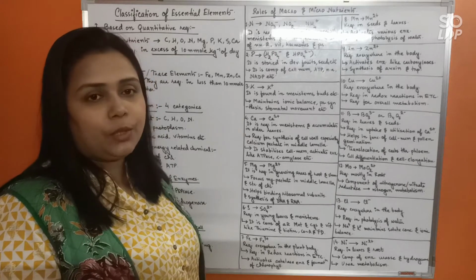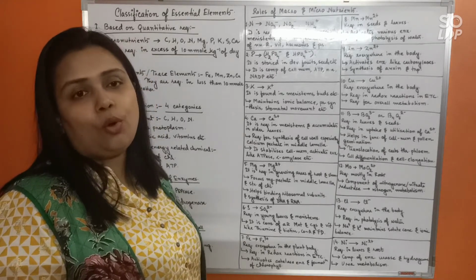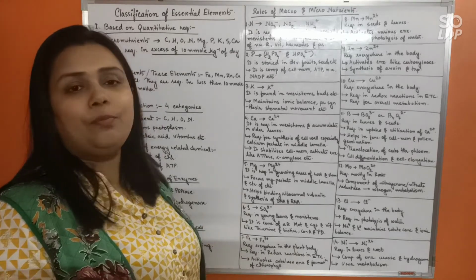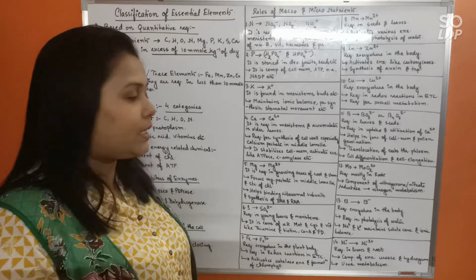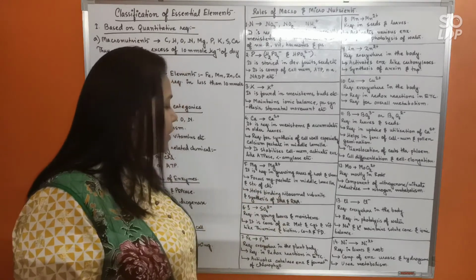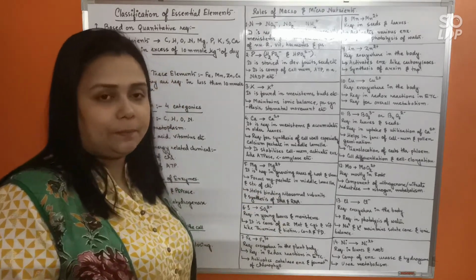That I have already told you. Magnesium forms the core of the chlorophyll structure. Also, it is going to be a part of middle lamella as magnesium pectate. It helps in the binding of ribosomal subunits and the synthesis of DNA and RNA.